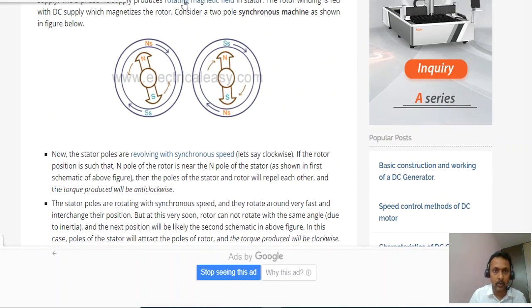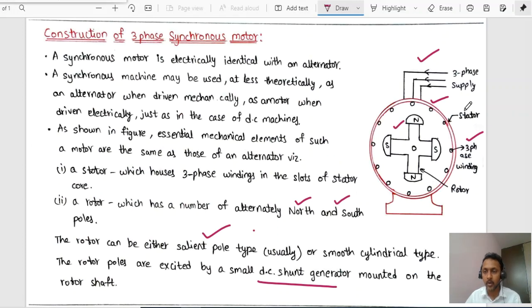This is all not required here; just for construction, this is enough. From an exam point of view, this is the stator frame, three-phase winding, rotor, and alternating north and south poles. The rotor types are salient pole type or smooth cylindrical type, and the stator frame will have laminations made of silicon steel, laminated in order to minimize the hysteresis and eddy current losses.